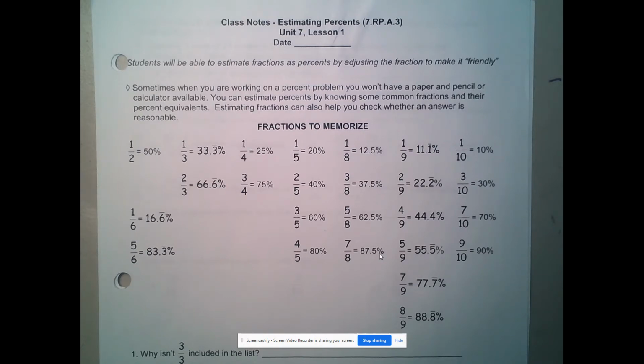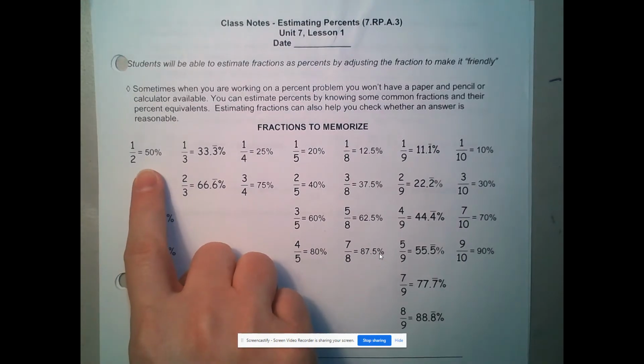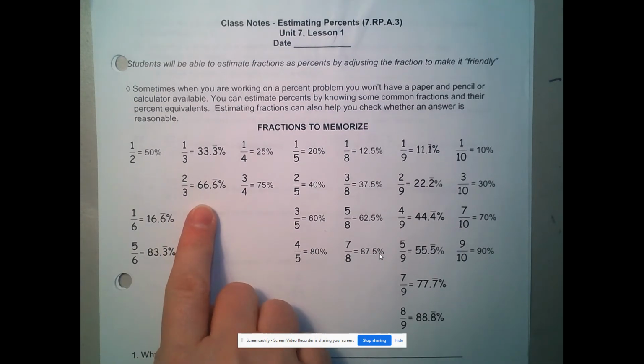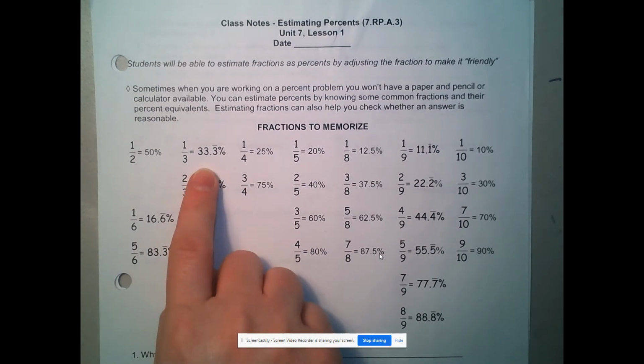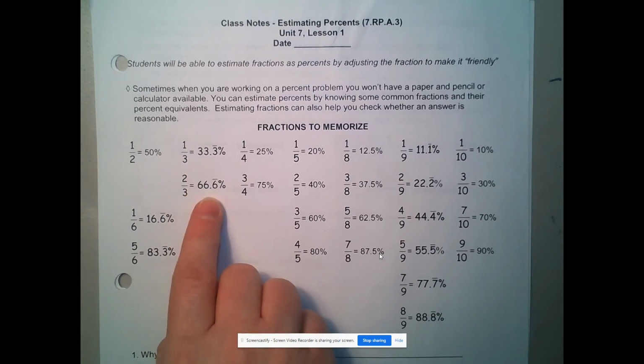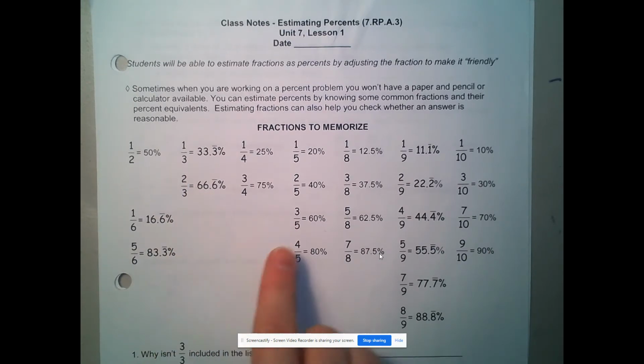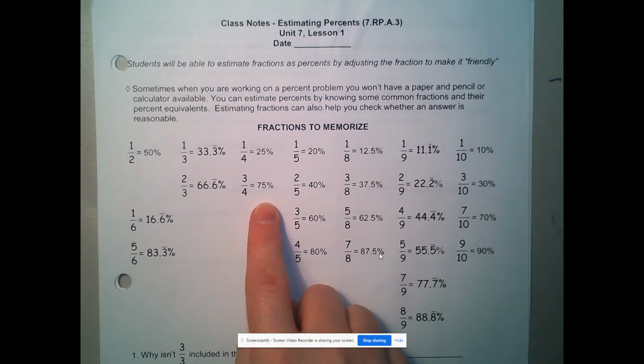There's a lot of fractions where we already know their percent equivalents. For example, 1/2 is 50%. Most people know the third and the 2/3 rules, 33.3 repeating percent and 66.6 repeating percent. The quarters, right? Because we use money, most people know 1/4 and 3/4.